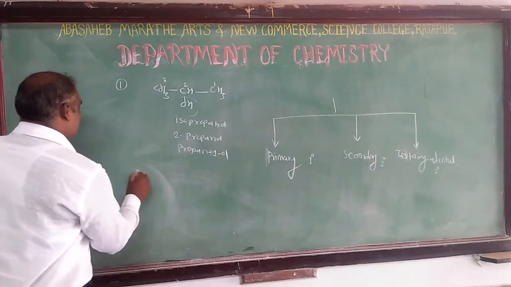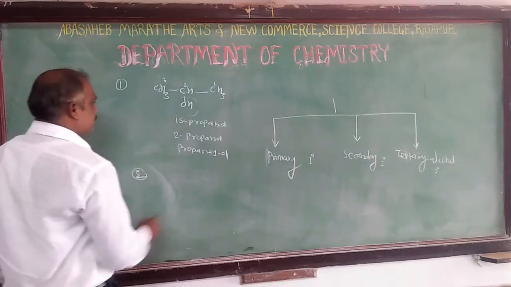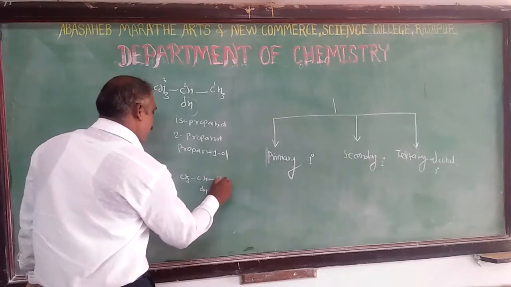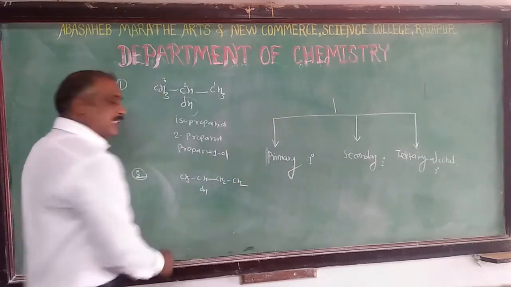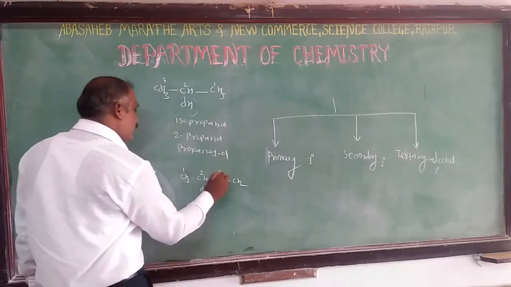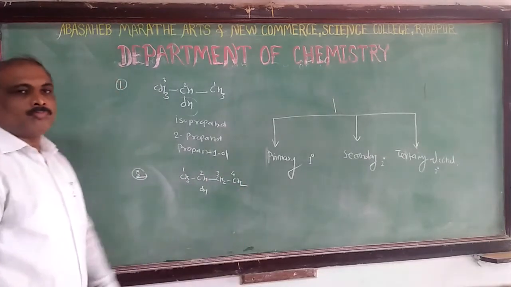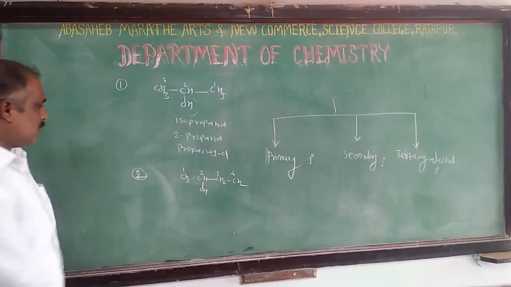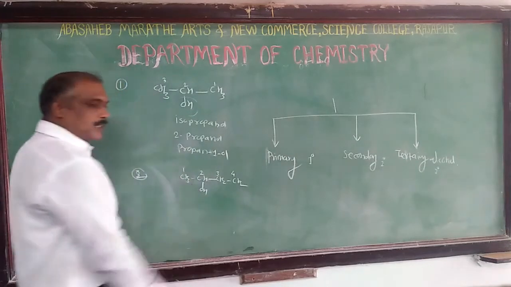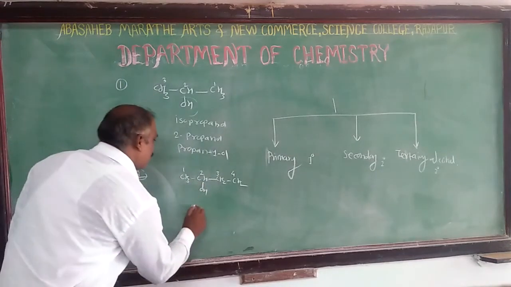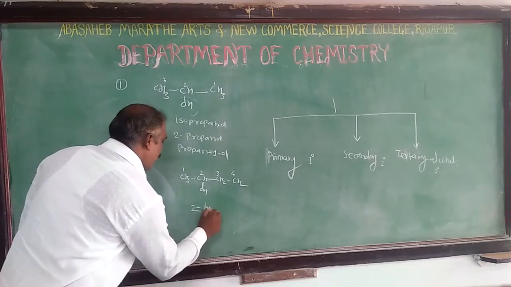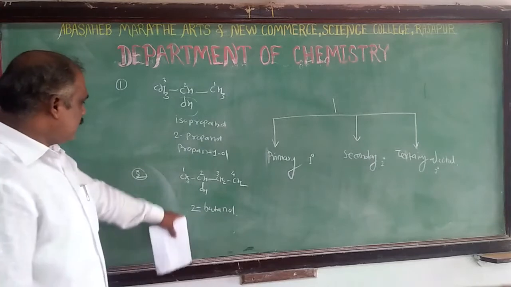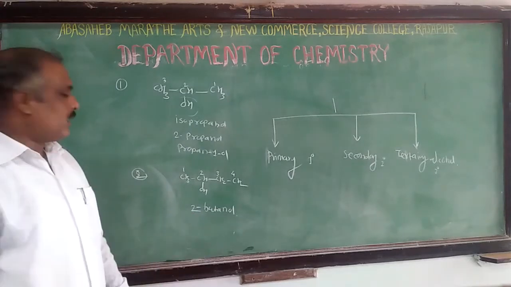Another example like this. What is the name? 1, 2, 3, and 4. The second position has the OH group, so this structure's name is 2-butanol. This is a secondary alcohol.